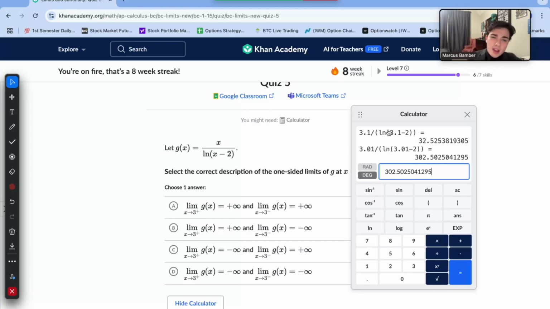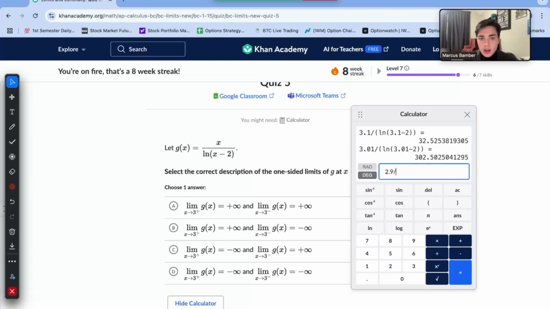And we can see as we get closer and closer to 3 from the right side, our y value is getting closer and closer to positive infinity. So it's either going to be A or B. Now we're going to approach positive 3 from the left, meaning that we're going to use 2.9, 2.99, etc. So let's go ahead and substitute in 2.9 to start off.